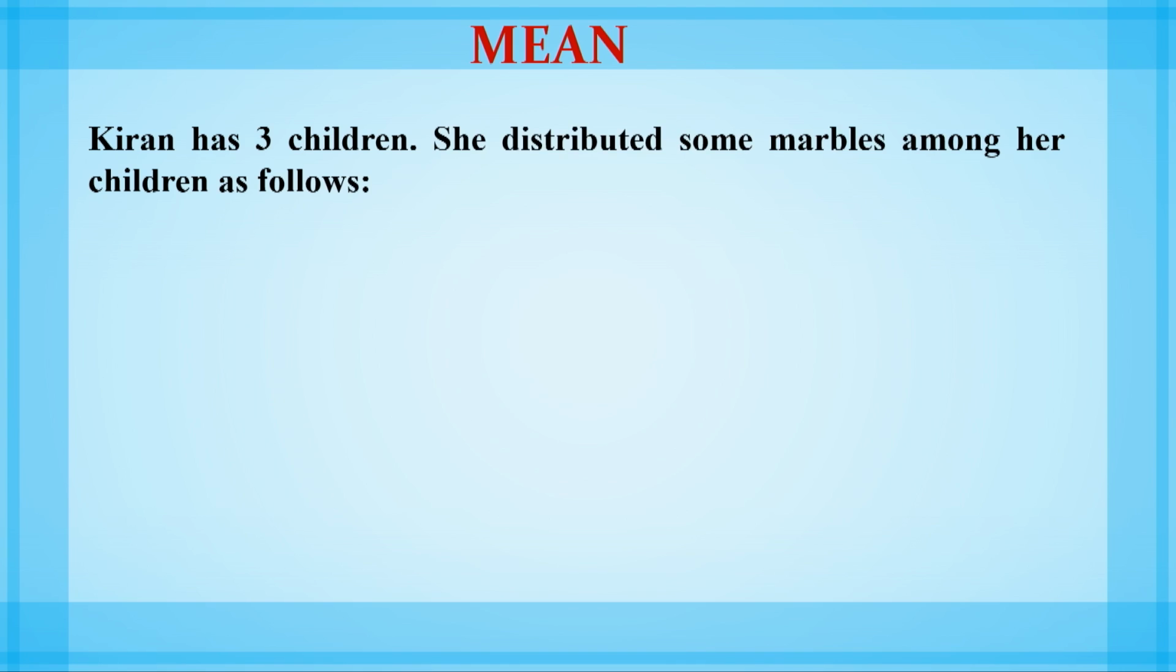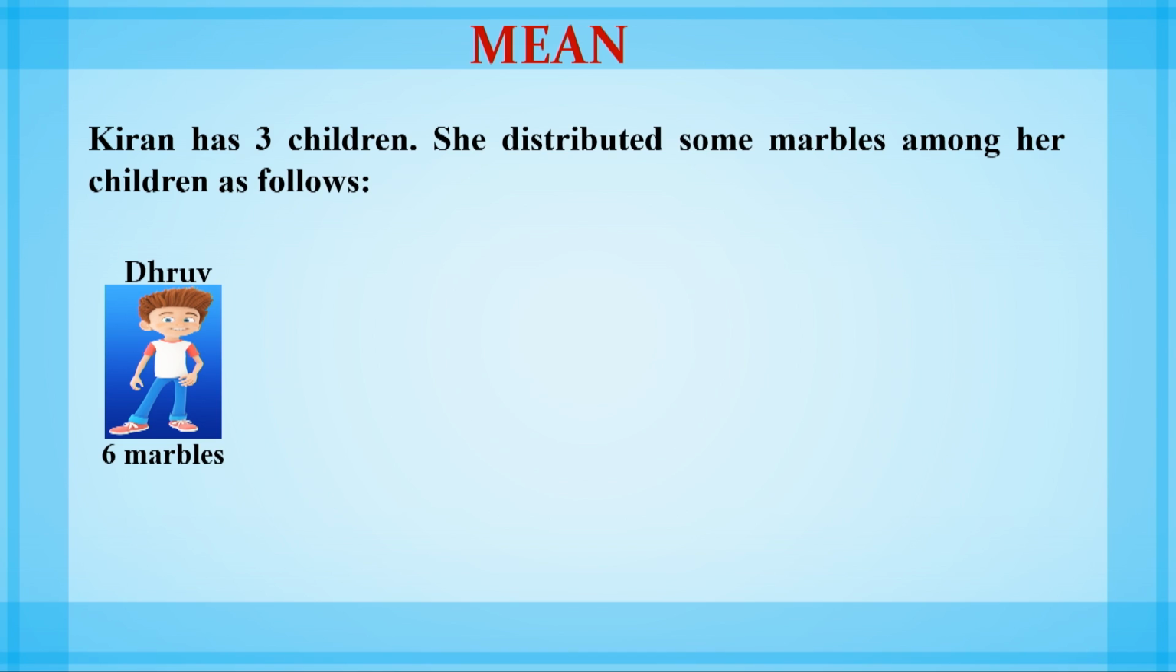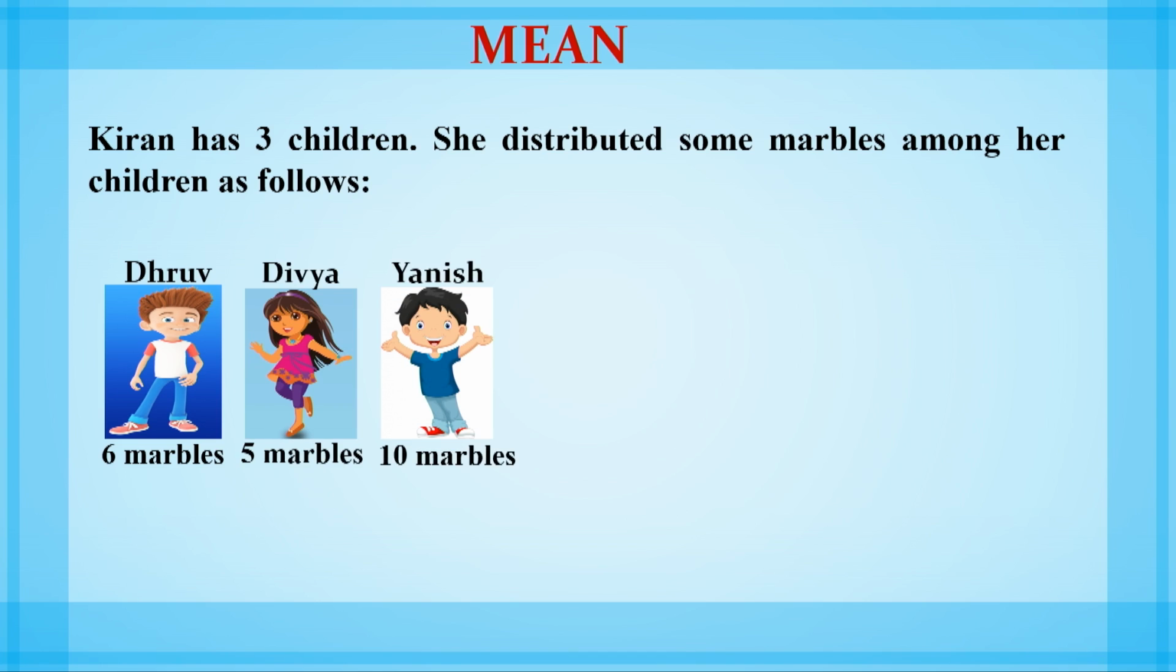Let's consider the following situation. Kiran has 3 children. She distributed some marbles among her children as follows. Dhruv got 6 marbles, Divya got 5 marbles, and Yanish got 10 marbles. Students, was it a fair or equal sharing?